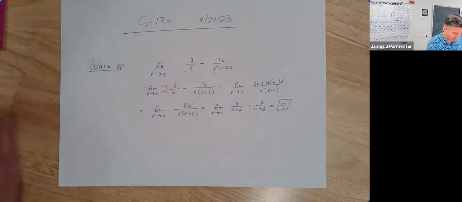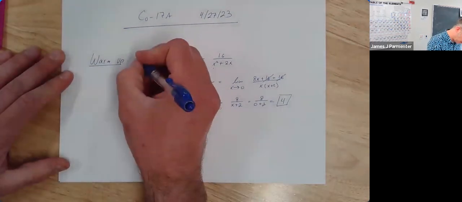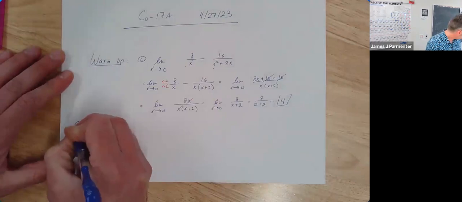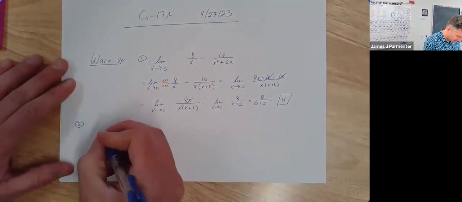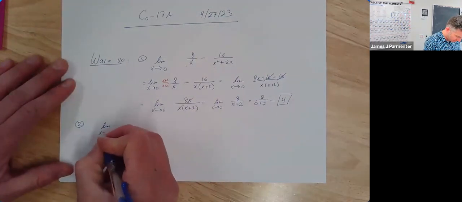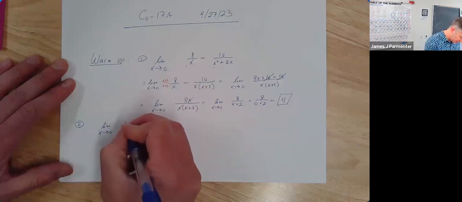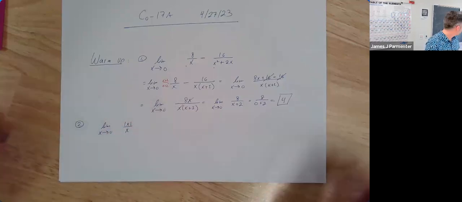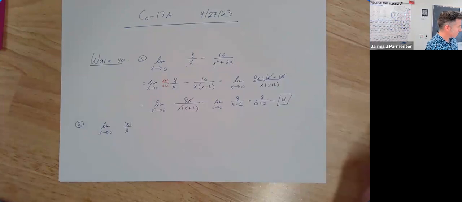Let's look at one other kind of funky thing. Let's call that number 1. We'll do a couple of these next ones. So let's say I wanted to find the limit as x approaches 0 of the absolute value of x divided by x. It's a very classic example.